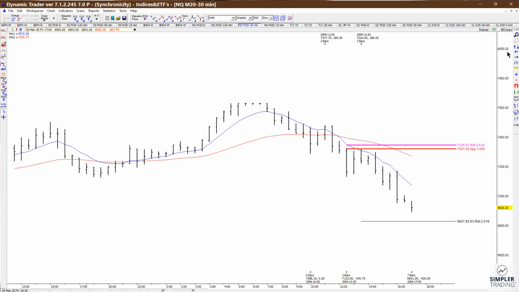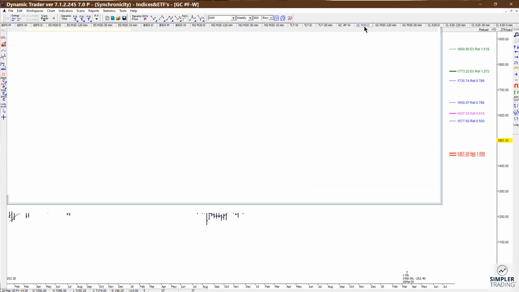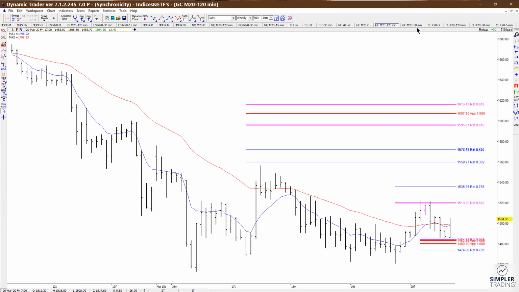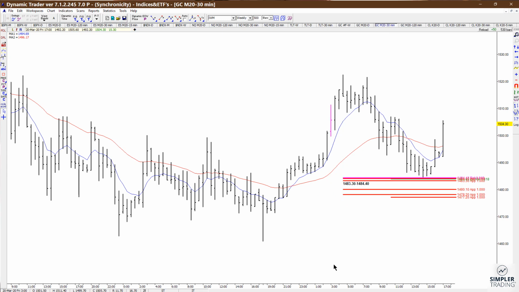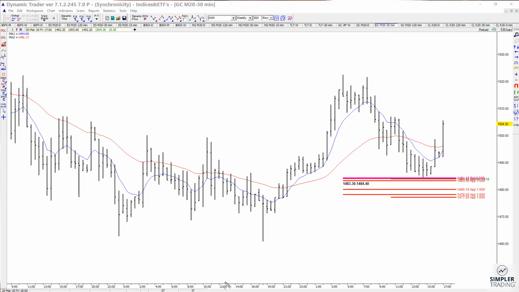But as far as any of these other decisions, I think I have one for you in gold via a 30-minute chart. So let's just look at that. And actually it's already started to hit and hold. Now this pretty much came from taking projections of prior swings and then running retracements, and had a nice cluster at the 1483.30 to 1484.40 area.